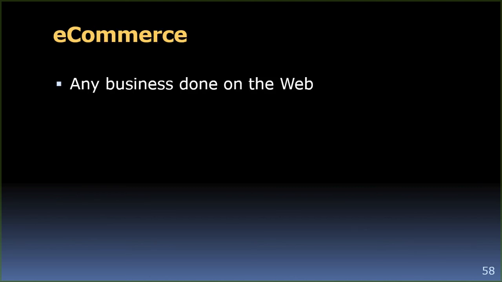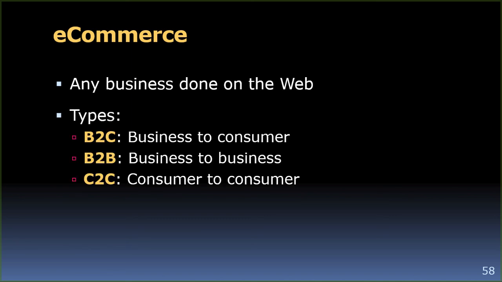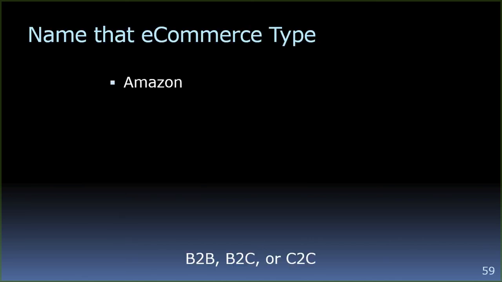Okay, e-commerce. Basically, as you know, there's a lot of business being done out on the web, and we have different types. In fact, we have these three-letter acronyms that describe it. We have B2C, business to consumer, B2B, business to business, and C2C, consumer to consumer. Okay, and if we just go through and name the type for Amazon, what kind of company is that? Well, that's a business that sells to consumers, sells to us consumers. So it's a B2C.